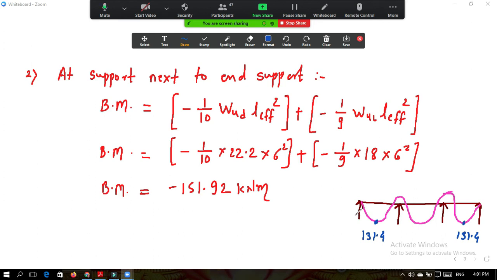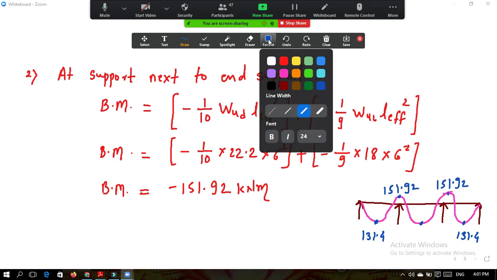So now this is our end support, next to end support is this support, this is also the end support, next to end support is this support. So here also we have now calculated the value. It is 151.92, negative sign because it is hogging moment. Okay, so consider the magnitude, the positive negative is sign, it's for sagging and hogging. Now the last is remaining. We need to calculate what is the bending moment at this point now. Okay, so to calculate that bending moment, so now we use the bending moment at interior spans.